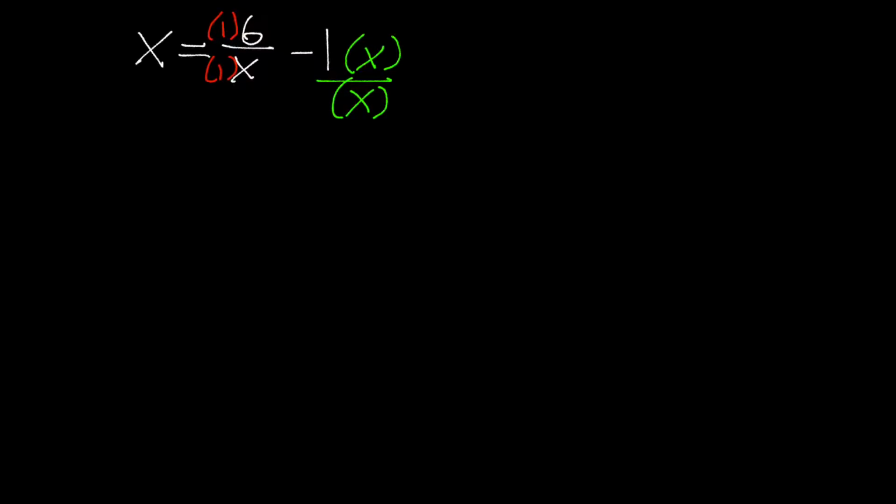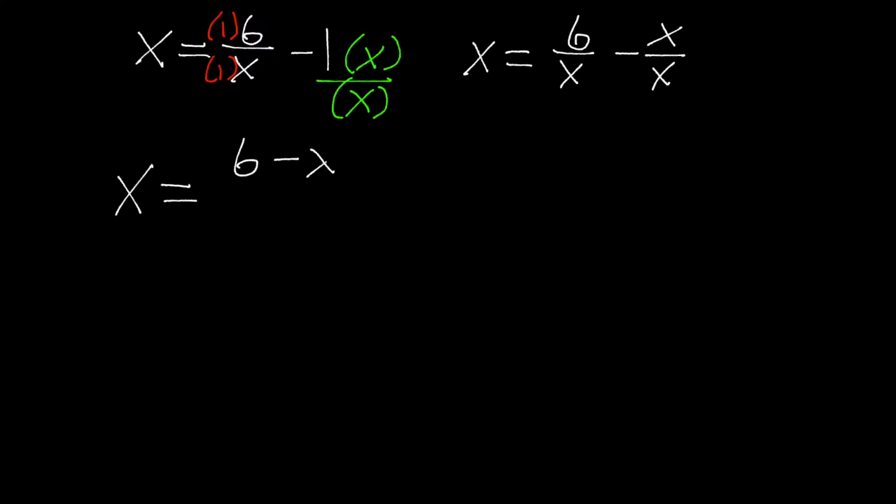That's going to give me x equals 6 over x minus x over x. Now we have common denominators, so we can combine our fractions through subtraction. That's going to give me x equals 6 minus x all over x for both of them.